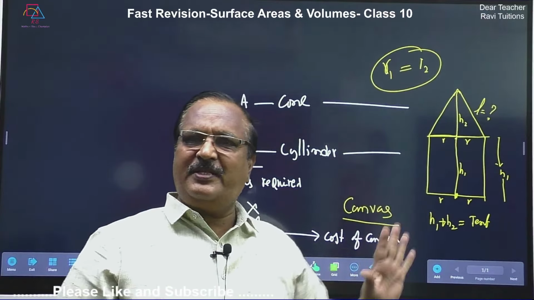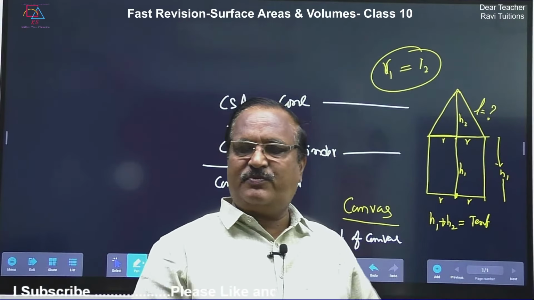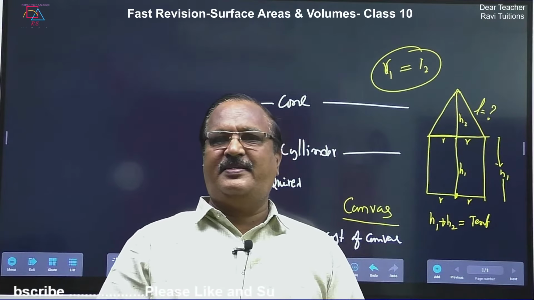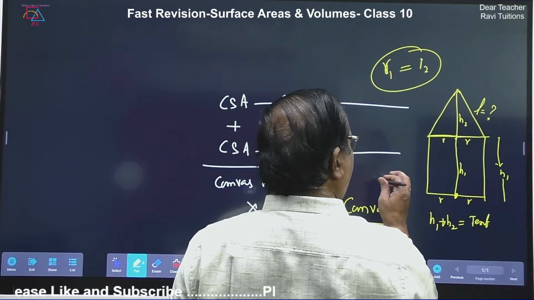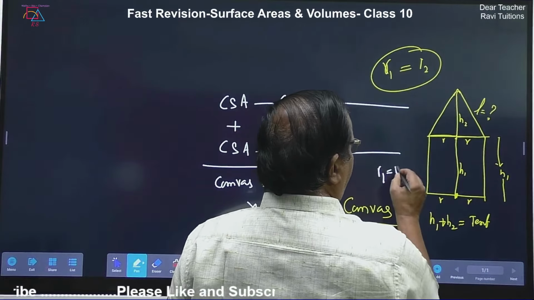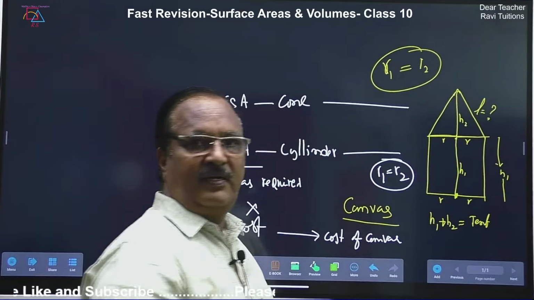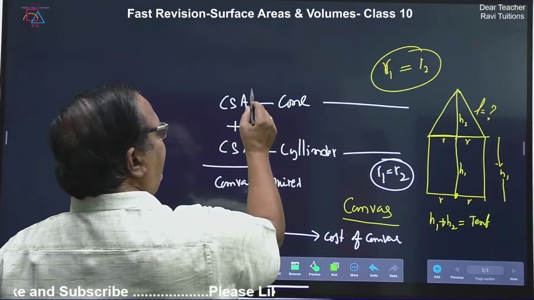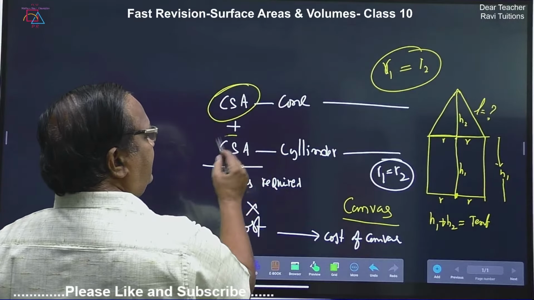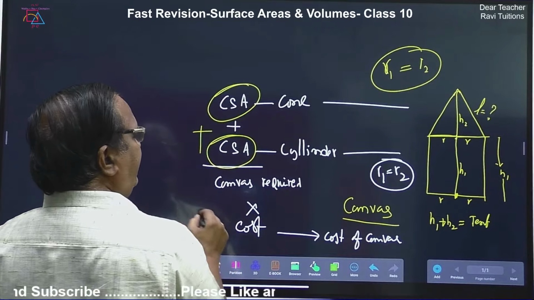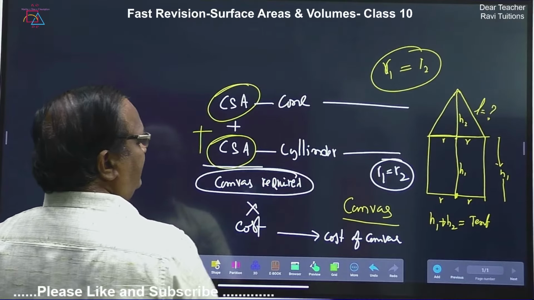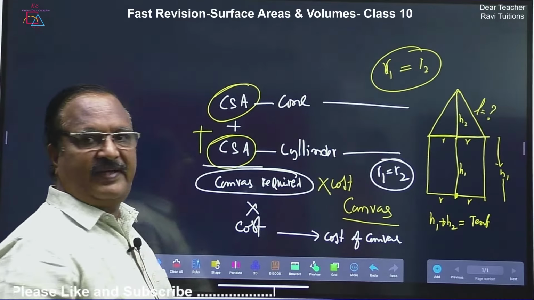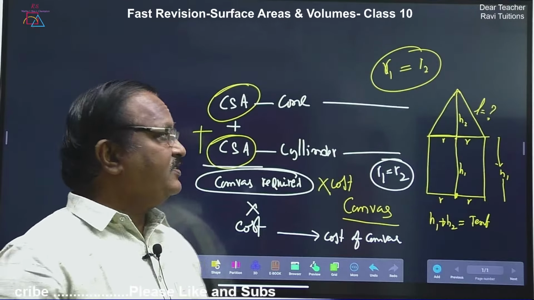Okay. So in the beginning, when you see this problem, you draw this diagram, H1, H2, R1, R2, all these things you write. If R1 is equal to R2, you write R1 is equal to R2. Okay. This is one question. So if it is only cost of canvas, CSA of cone, CSA of cylinder, and add, you will be getting canvas cloth required, and into cost you will be getting the cost of canvas. So this is one question.